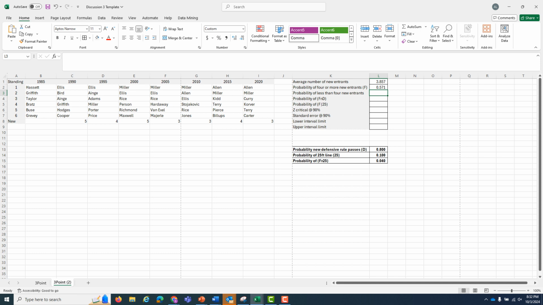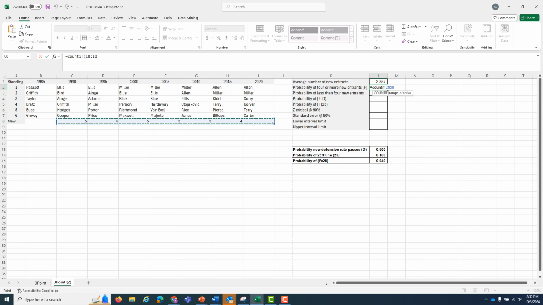If you wanted to be super fancy right here, if you had a bigger set and you didn't want to go through and manually count it, you can have Excel help you out by using a combination of the COUNTIF and COUNTA functions. So I'm going to start doing this the fancy way. I'm going to say that this equals the COUNTIF function. And we're looking for 2 different things here, the range and the criteria. Well, the range is that list of information that we had. So C8 to I8. The criteria in this instance is it has to be 4 or more entrants. So anything greater than or equal to 4.